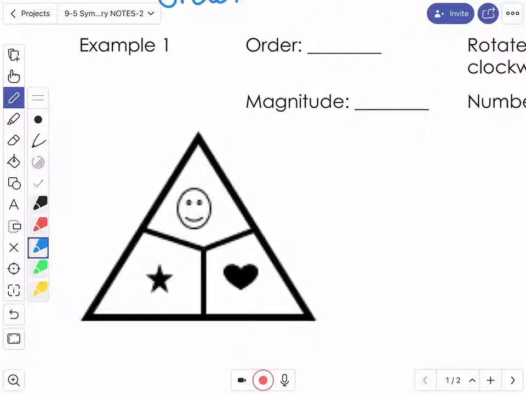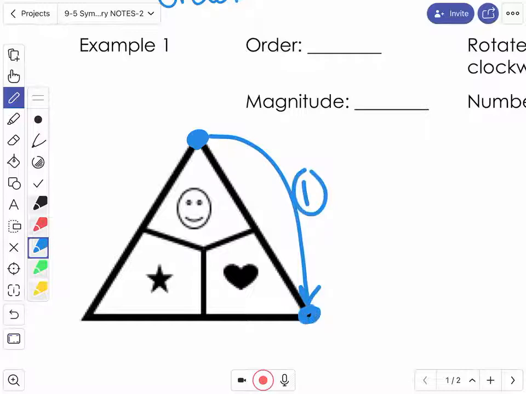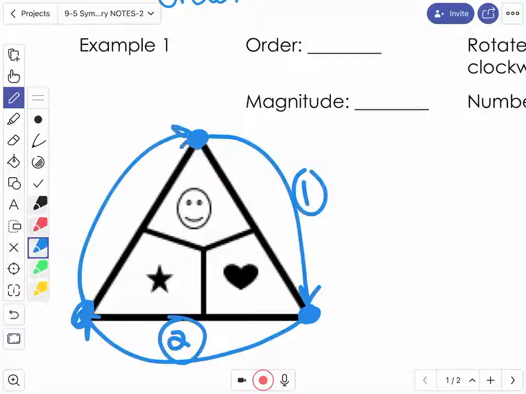All right, so we have a figure down here. We have this triangle and it's divided into 3 sections. So if we start at that top point there and we turn it to the right or to the left, for order and magnitude, it doesn't matter which direction you go. But if I go to the right for my first turn, I'm in the bottom right corner. So right now I've gone 1 turn, and it still looks like that same triangle shape. I can turn it a second time, and I still have the same triangle shape. And then the third time, I'm back to where I started, which means this has an order of 3.